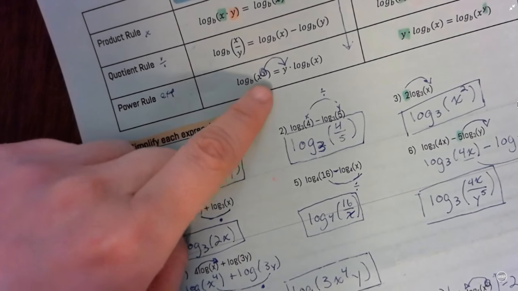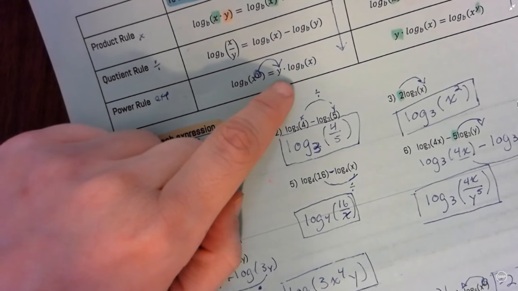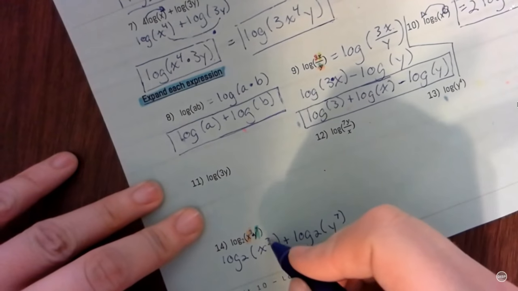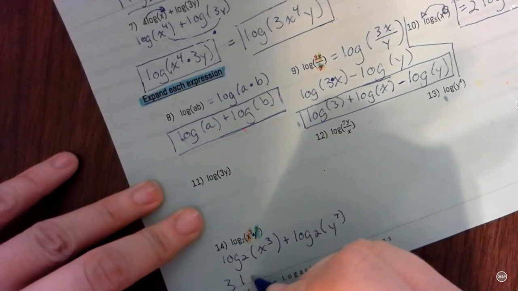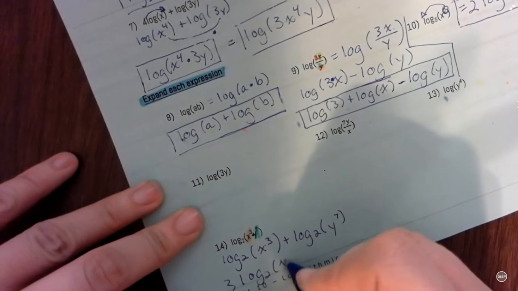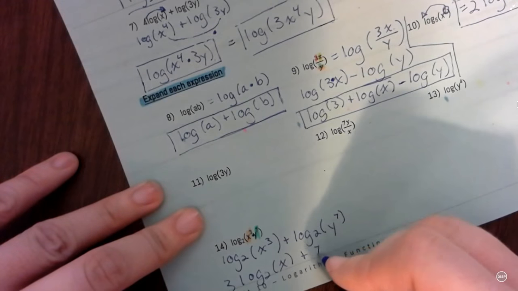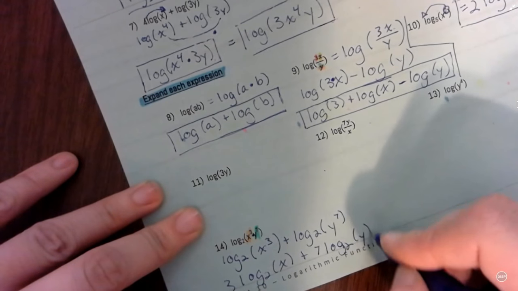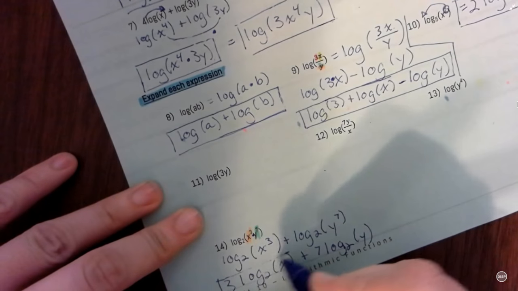And then I've got power rule. So I've got a situation like this. So I'm going to just take the power, or the exponent, and bring it out in front. So this is going to be 3 log base 2 of x plus 7 log base 2 of y. And then that one is done.